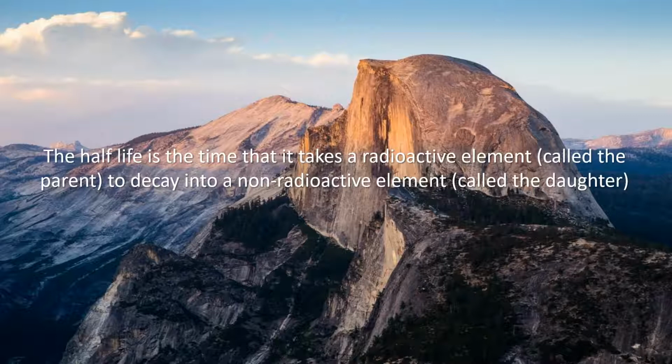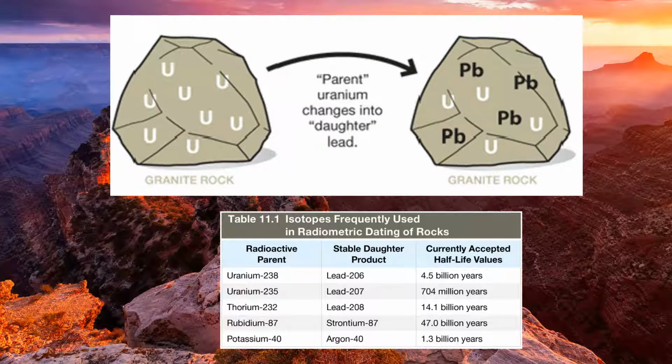Whenever we talk about half-life, the half-life is the time that it takes for a radioactive element called the parent to decay into a non-radioactive element called the daughter. And so by analyzing the percentage of these isotopes, we can use that to determine an absolute age. So what you want to focus on is the percent of parents versus daughters that are found within the rock.